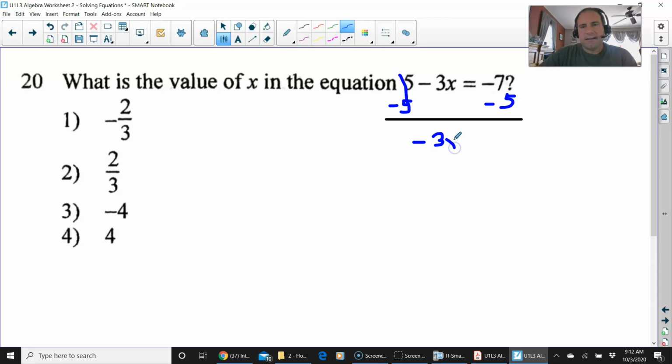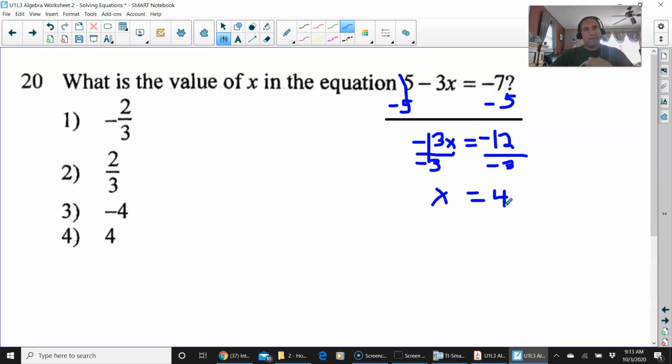You get negative 3x equals negative 12, because negative 7 minus 5 is negative 12. Then you just go and divide by negative 3 on both sides, and you get x equals 4. And it's not negative 4 because it's negative divided by a negative, and that is positive. So that is 4. On to the next one.